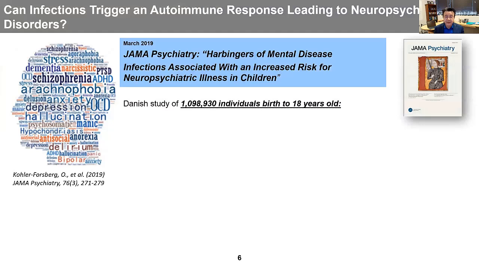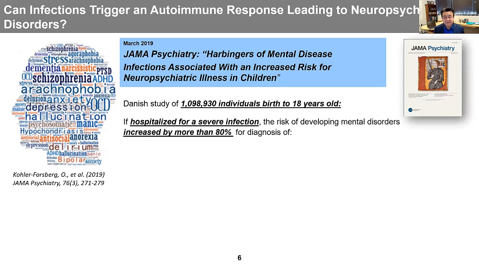So let's start with the question: can infections trigger an autoimmune response that leads to these neuropsychiatric disorders? JAMA Psychiatry published a study of over 1 million individuals that were followed in Denmark from birth to age 18. What they found was that if a patient was hospitalized for a severe infection, the risk of developing a mental disorder increased by more than 80%.